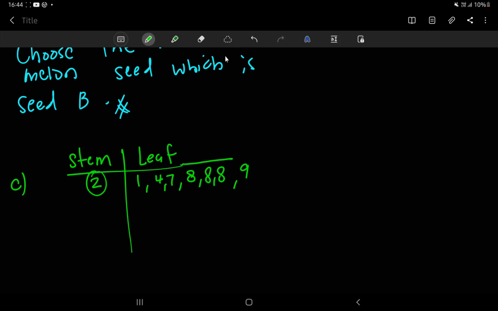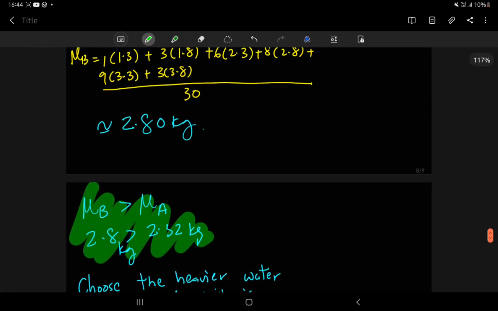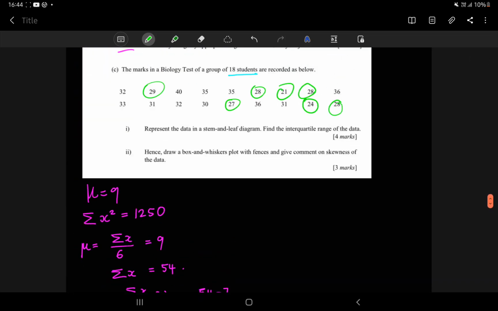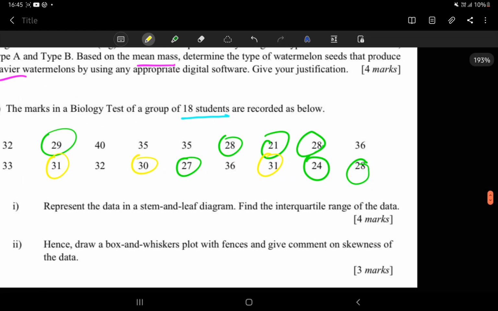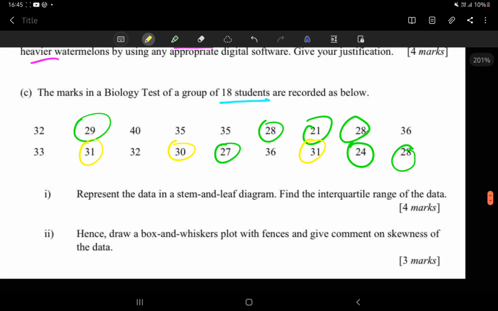And what about the 3s? For 3 we have so many. I will use a different color maybe. 30, 31 we have 2, and then we have 32, we have 2 of them, and then 33, and then 35, we have 2 of them. Then 36 we have 2.